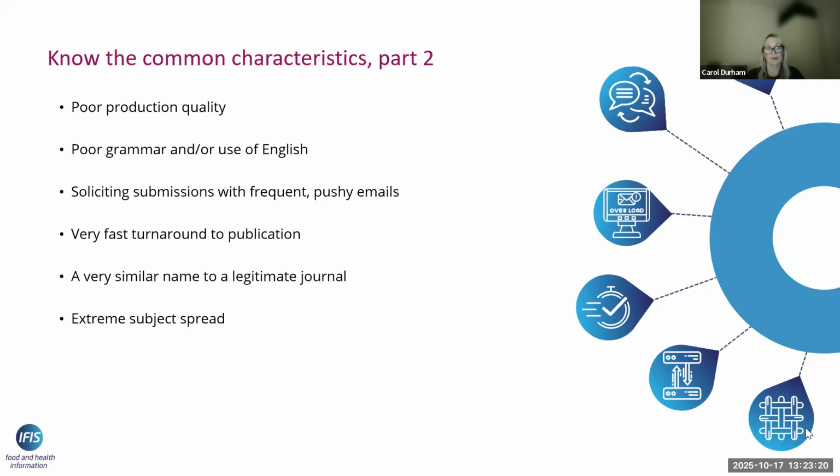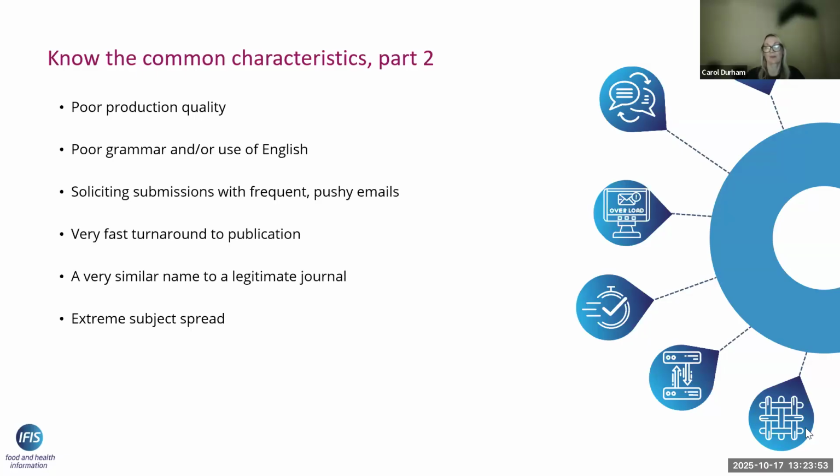It's common for predatory journals to have a very fast turnaround, as I mentioned on the previous slide, with insufficient time to undertake the peer review that they claim that they do. And they often have a similar name to a legitimate journal. So they're really doing that to trick people into thinking that they are submitting to a reputable journal. And also for the subject remit of the journal to be really broad. So they're publishing research about anything and everything, rather than being dedicated to a specific subject.